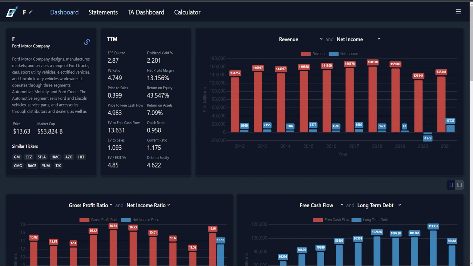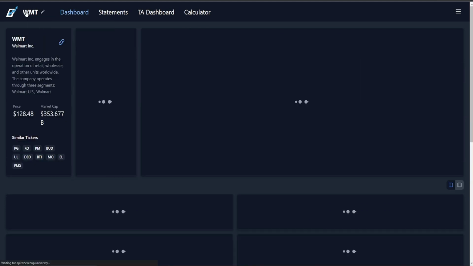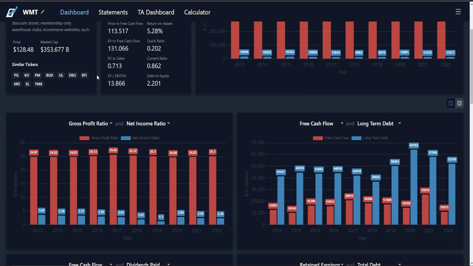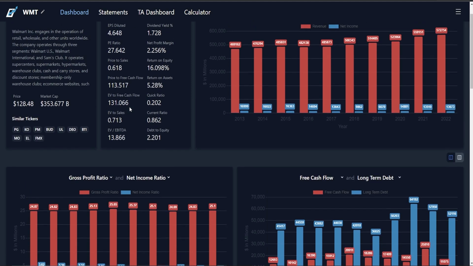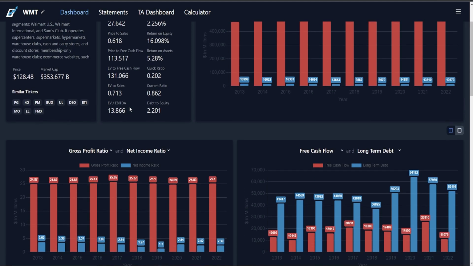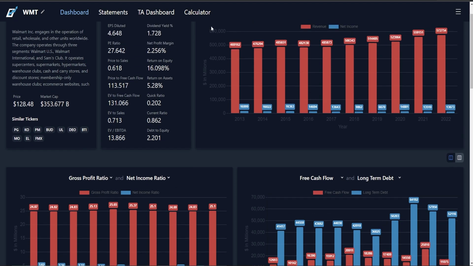You know what I mean? Because you have such low margins, it takes a lot more sales to increase that bottom line profit at the end of the year. So that's why you pay a lower price to sales. Walmart is a more consistent one. It has 25% gross margins, way lower net profit, and its price to sales is 0.6. So perfect.